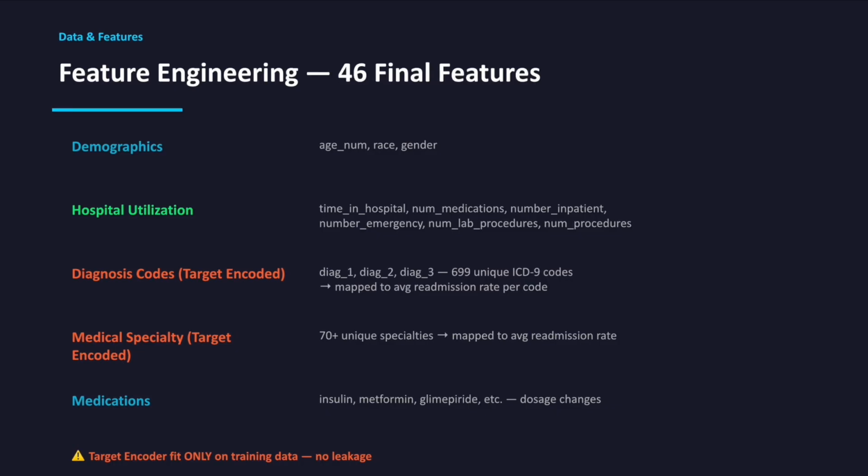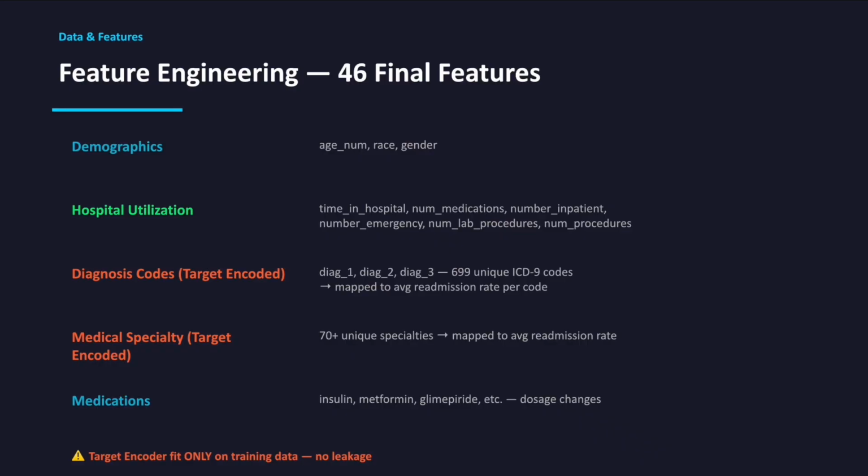Okay, so after all the cleaning, we ended up with 46 features. They break into a few groups: demographics, age, and race. We wrote a custom parser to convert the age buckets into actual numbers. Then hospital utilization, things like days in hospital, number of medications, and how many times they've been admitted before. These ended up being some of our strongest predictors. And then the big one, diagnosis codes. Each patient had up to 3 ICD-9 codes, so there are literally hundreds of unique ones.